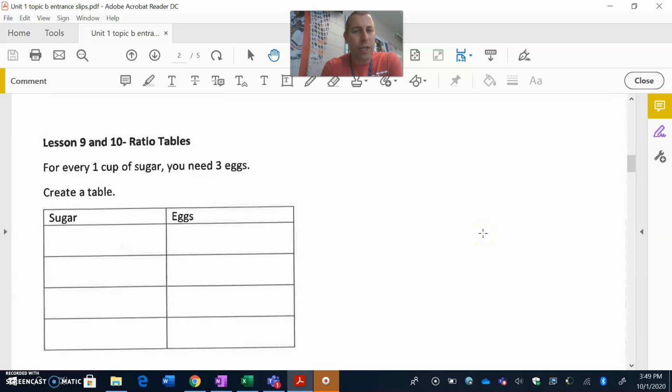Okay, so the nice thing about ratio tables is that they're pretty straightforward because you are in control. So you can make it very easy on yourself. What we always recommend is start with the original ratio. So in this particular question, it says for every 1 cup of sugar, you need 3 eggs. So get the original ratio down. 1 cup of sugar, 3 eggs.